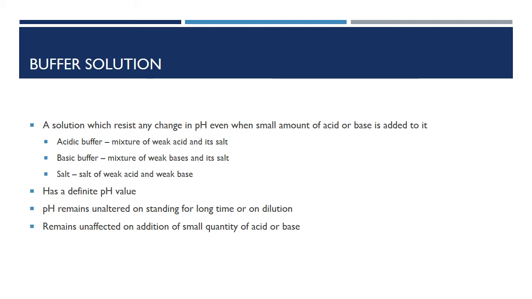Buffer solution can be of three kinds: acidic buffer, basic buffer, or salt. Acidic buffer is a mixture of a weak acid and its salt, while basic buffer is a mixture of a weak base and its salt. A buffer can also be the salt of a weak acid and a weak base. Every buffer has a definite pH value, and this value remains unaltered on standing for a long time. Neither does it change with dilution.